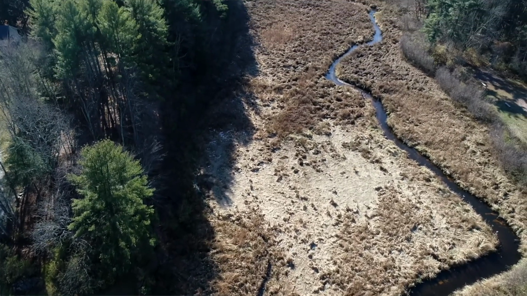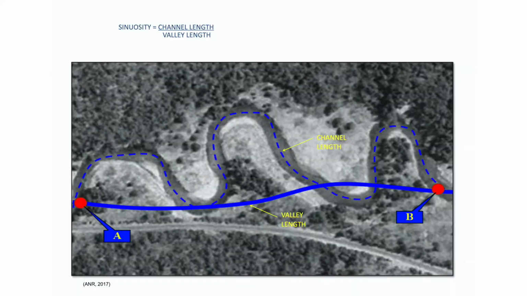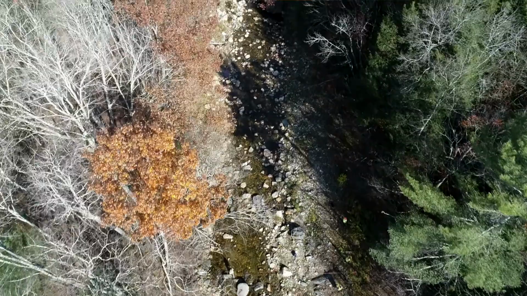This is a measurement of the channel length. So if you walk along the deepest part of the channel all along its length, divided by the valley length, which is often more of a straight length along its valley. So you divide that channel length by the valley length. If you have a sinuosity of 1, you have a very straight channel with very little curves. If you have a sinuosity of 1.5 or above, that's considered to be a meandering or pretty curvy stream.